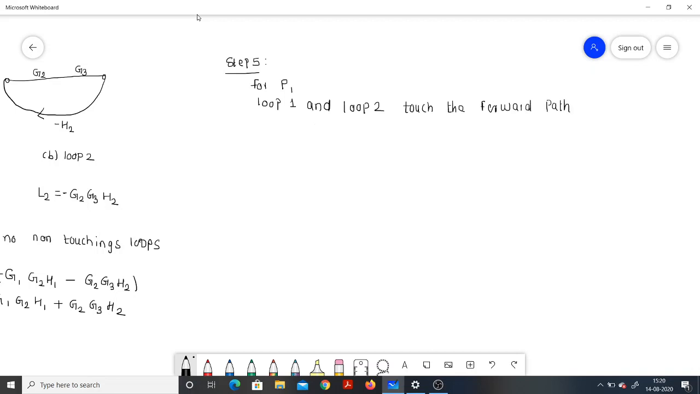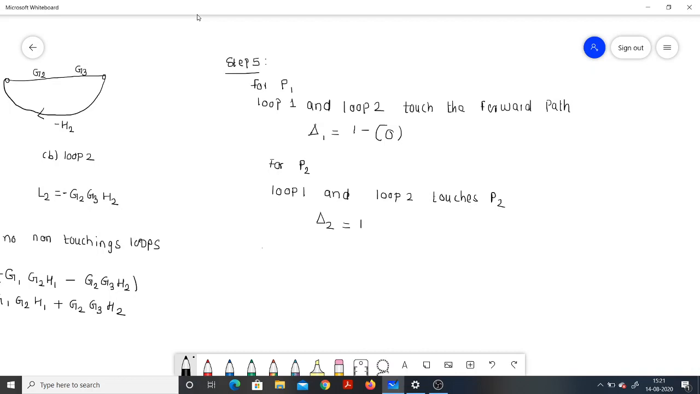That's why my del 1 will be equal to 1 minus the sum of the gains of those loops which are not touching. But in this case, both the loops are touching the path, so this term will become 0. For P2, loop 1 and loop 2 touch P2. That's why again my del 2 is going to be 1.